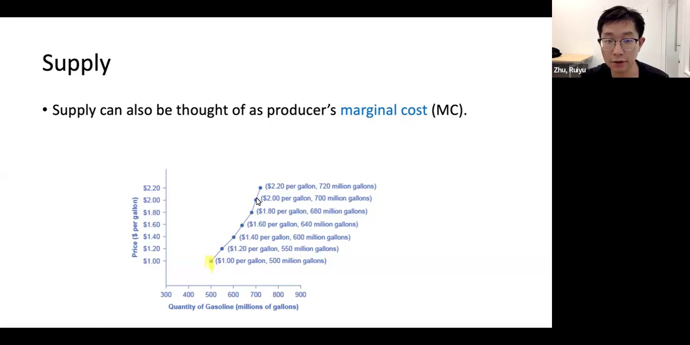This cost increases over quantity. So if they already produced 700 million gallons, the marginal cost becomes $2. That makes sense because if you already produced a very high quantity, you are already using all the available resources you have. So to produce the next gallon or next unit will be very difficult for you. So that's the increasing marginal cost.